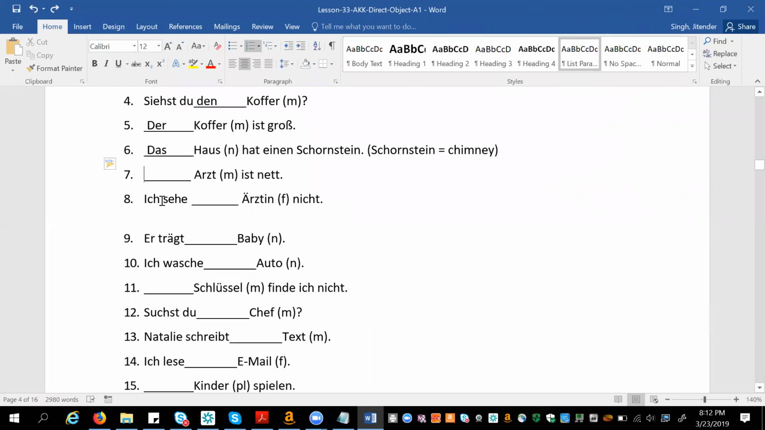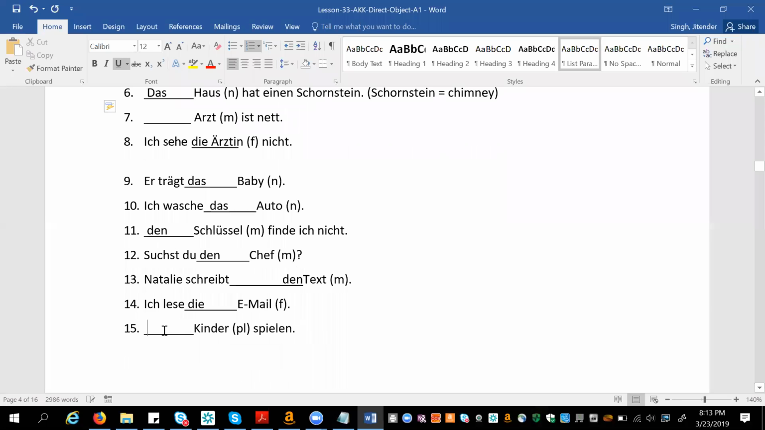Okay. Next sentence. Ich sehe. I is the subject. Sehen means to see. Ärztin is female. Ah, perfect. Die. Female doctor. Next. Das. Oh, perfect. Next. Das again. Yeah. Schlüssel is masculine, but guys, remember, I don't find the key. The Schlüssel is a direct object. And direct object, accusative, means what? Masculine, der changes to den. Next. Den. Yes. Next. Den again. Yeah, what is the next? Natalia schreibt den. Masculine, den, direct object. Yes, next. Die. Oh, perfect. Next. Die.